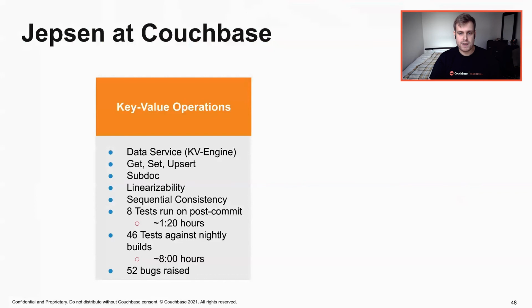We run 46 tests on the nightly builds and 8 on every single commit added to the data service, which has led us to find 52 bugs, though the majority of these were found during 6.5.0 development.